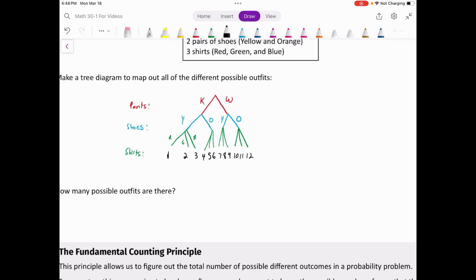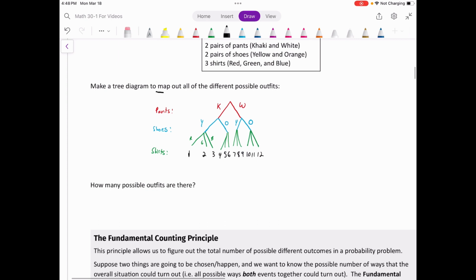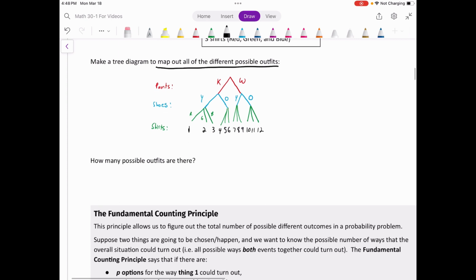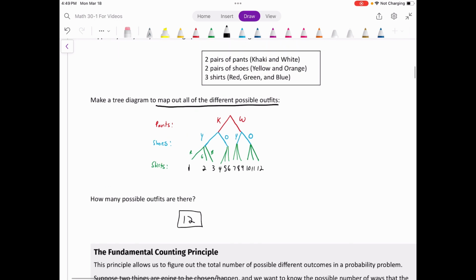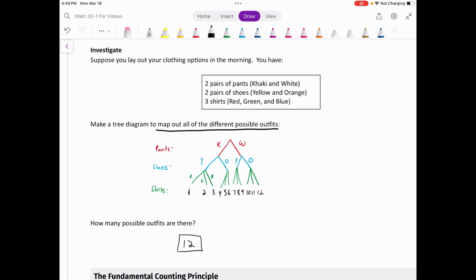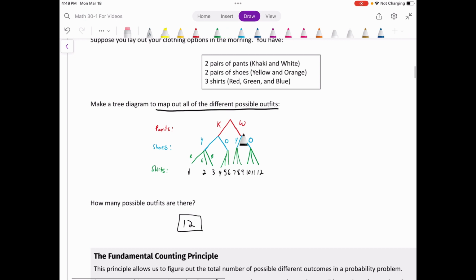So there is our tree diagram, and that allowed us to map out all of the different possible outfits. So how many possible outfits are there? 12. Okay, just counting them out, mapping them out, right? And that's essentially what we're going to be doing a lot of in this unit, thinking about how many different ways we can put together or choose or arrange from a group of things, okay? Now, for some of the things we're dealing with, we might be choosing 15 different things out of 100 different options and then arranging them. So you can imagine this would get pretty hard to draw.